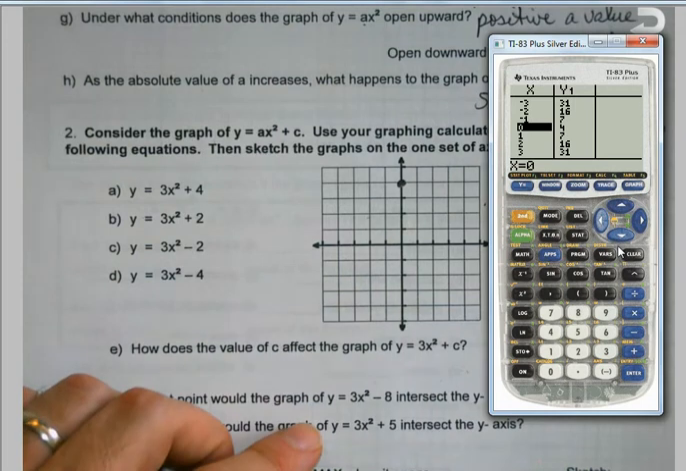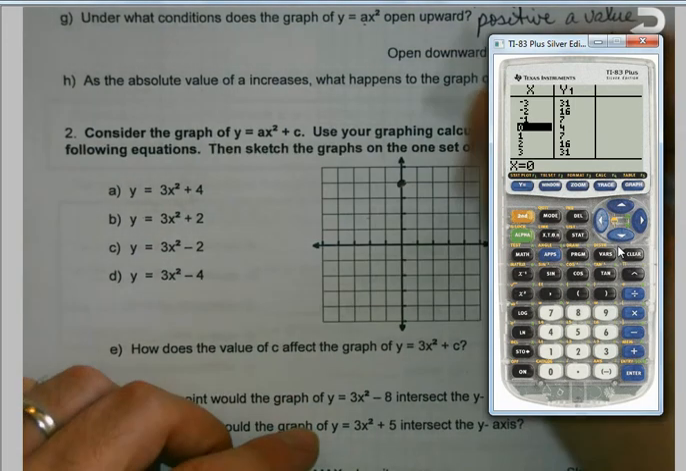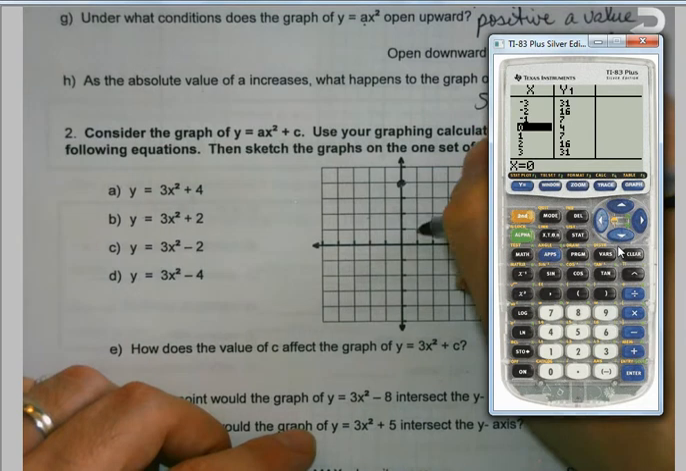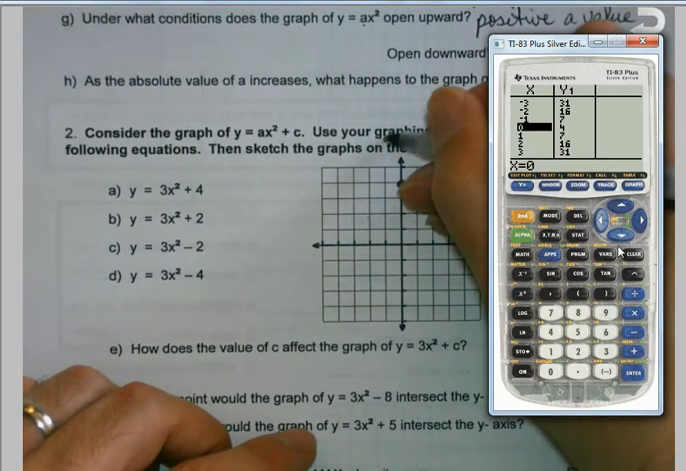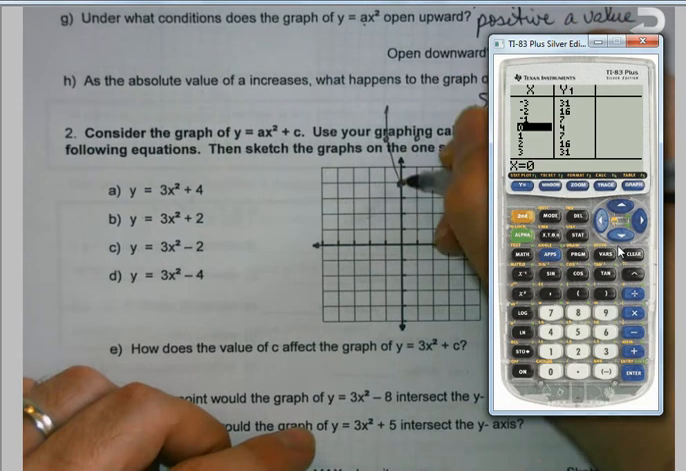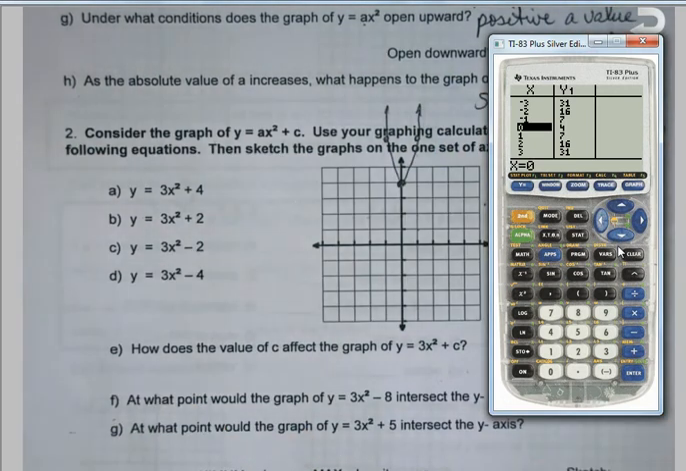And you're like, how the heck am I going to graph this? You didn't give me enough spots. I know. So let's see, 1, 2, 3, 4, 5, 6, 7. We'll get a little creative here. Okay, so there's my letter A, my 3x squared plus 4.